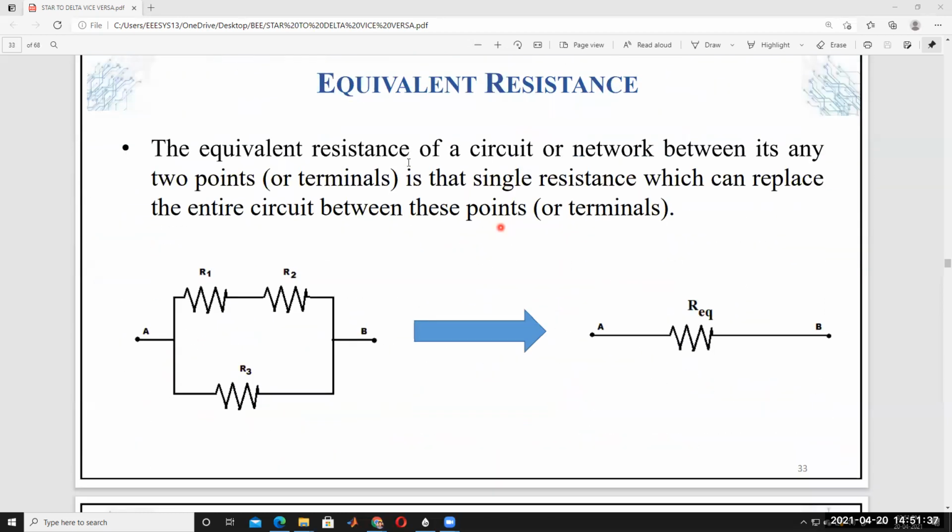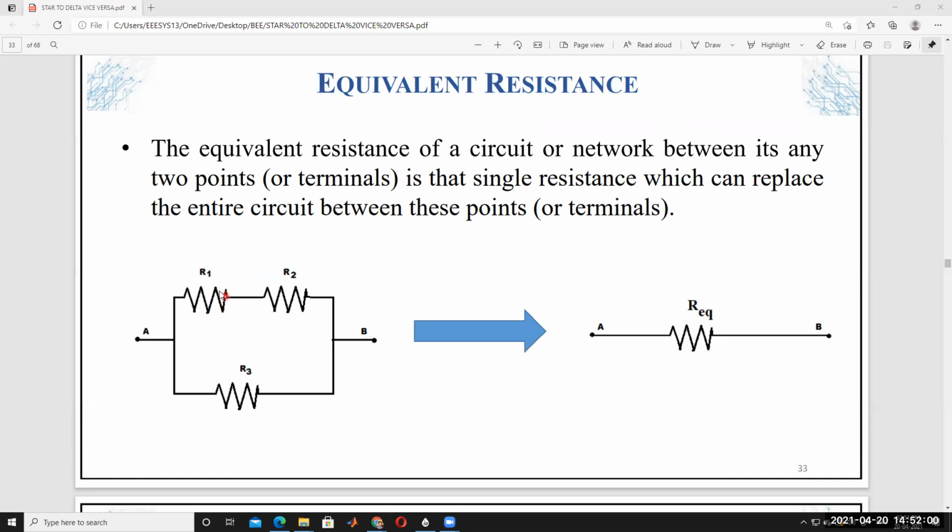So this is the equivalent resistance. The equivalent resistance of the circuit or network between any two points or terminals is the single resistance which can replace the entire circuit between these points or terminals. Between A and B, this is called R equivalent.